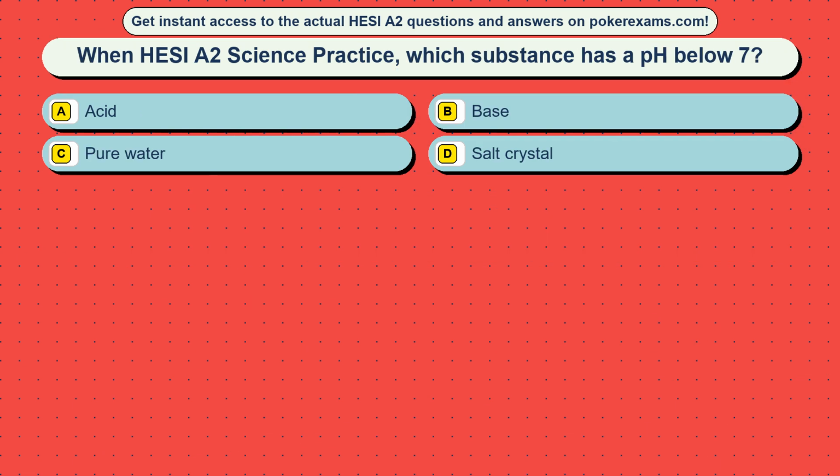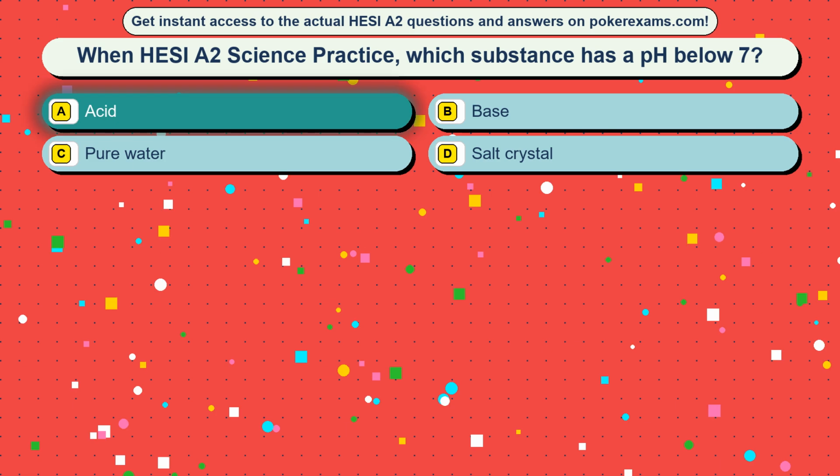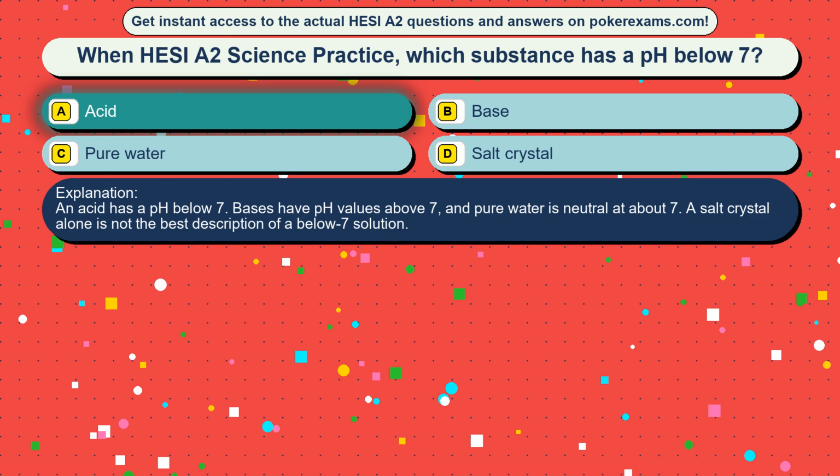Question 29. When HESI A2 Science Practice, which substance has a pH below 7? Option A, acid. Option B, base. Option C, pure water. Option D, salt crystal. The correct answer is option A, acid. An acid has a pH below 7. Bases have pH values above 7, and pure water is neutral at about 7. A salt crystal alone is not the best description of a below 7 solution.